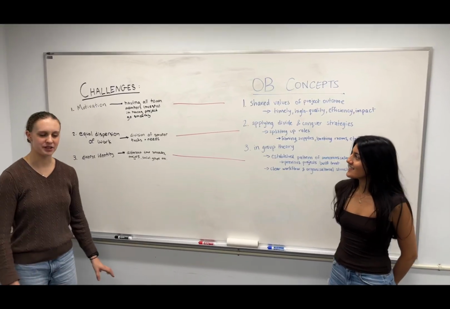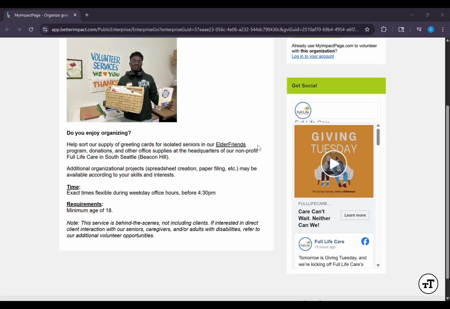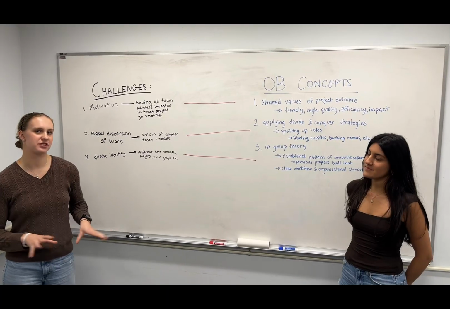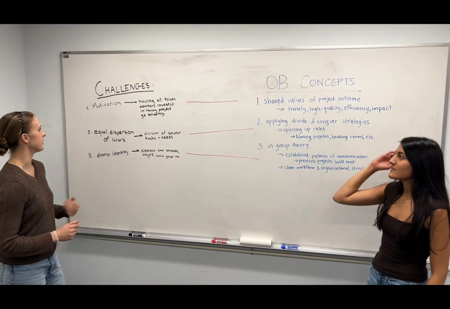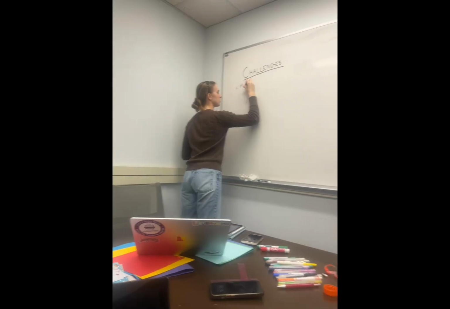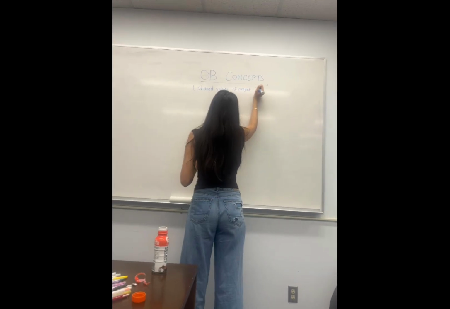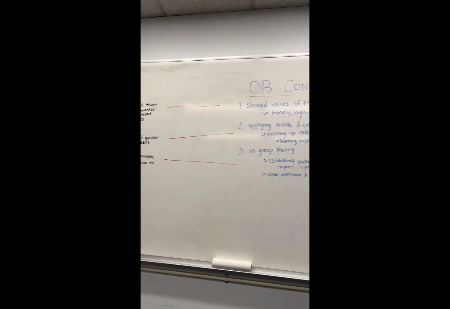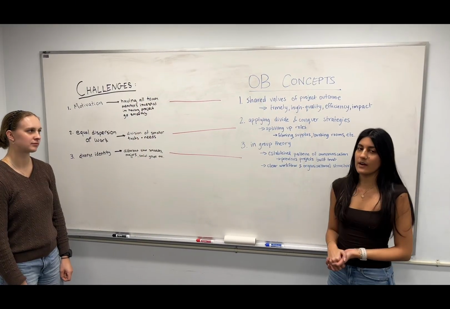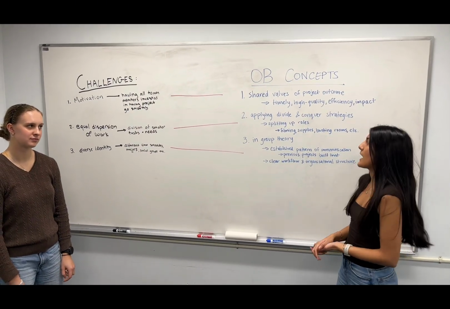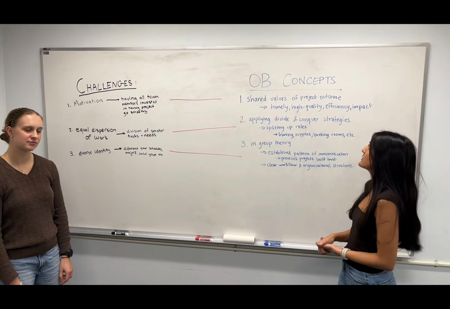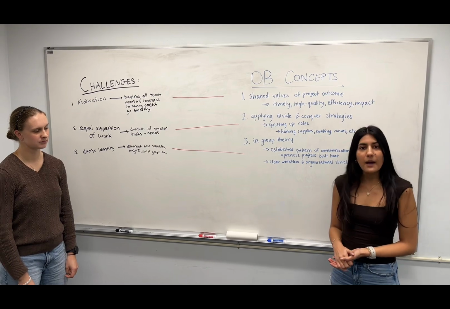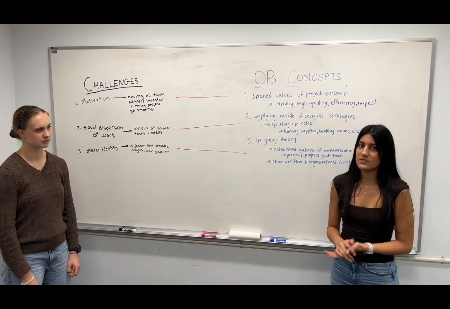And this is our group project, which we decided to do on making cards for an elder living facility in our area. In doing this project, one of the first challenges that we came across was the concept of motivation. How are we going to get all of our team members invested in having the project go smoothly? And the OB concept that we used to address that challenge was shared values of project outcome, because we all wanted to be on time, really high quality, and put a lot of effort into it. And we wanted to be as efficient as possible and not take up too much of our time, and the impact that we have by donating these to the elderly.